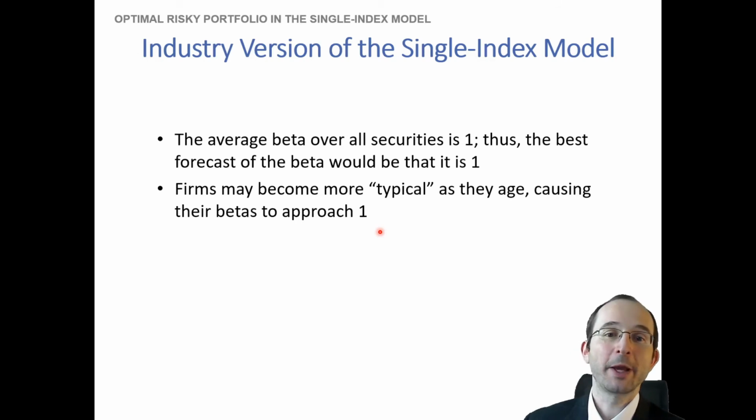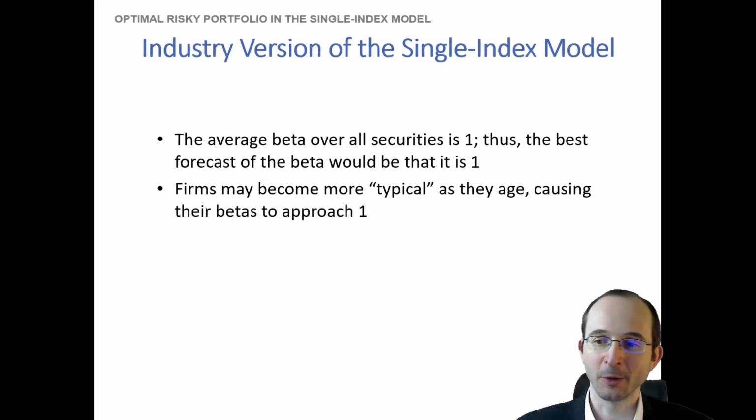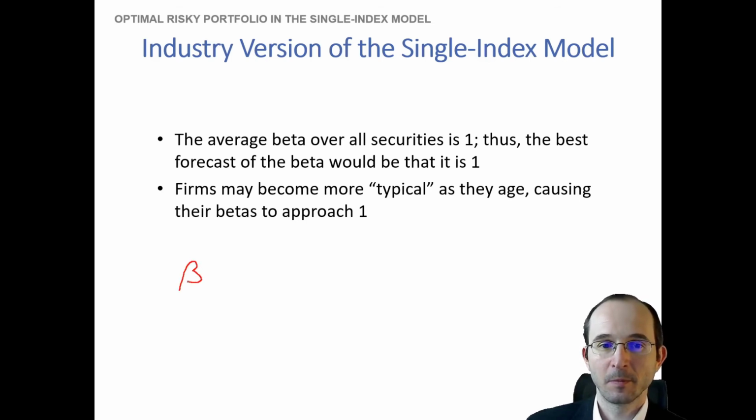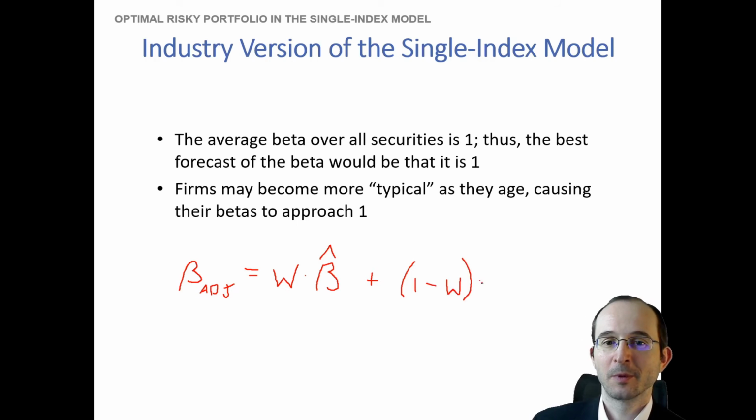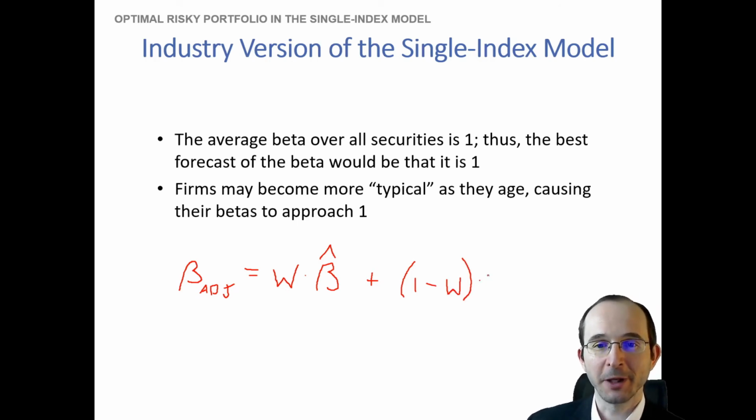Now, how much you want to weight your actual point estimate of beta versus your average beta of 1 depends. You can say, for example, that the adjusted beta is going to be some weight times your regression beta, we'll call that beta hat, plus 1 minus that weight times your long-run average beta of 1.